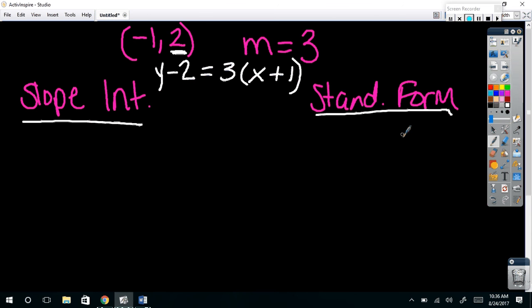Would you add 2 to the other side and then distribute, or would you distribute first? So let's think about our order of operations. What comes first? Parentheses. So you would distribute then, and multiplying comes before the adding and subtracting. So yes, I'm going to distribute that through.